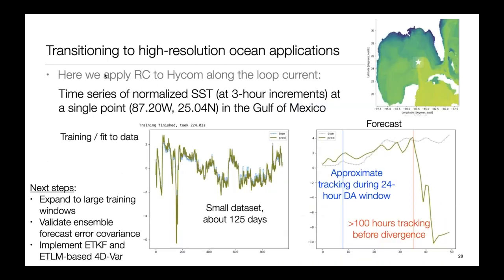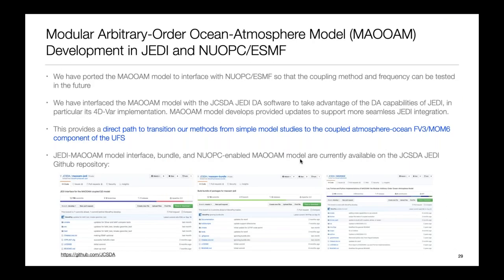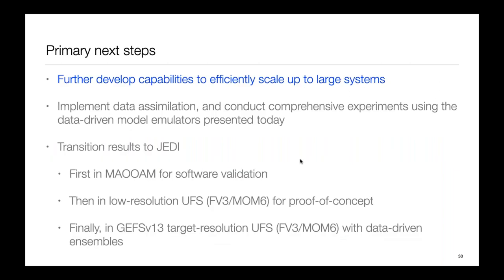So here's where we're applying the reservoir computing to the front in the Gulf of Mexico loop current, training on a patch of data, and so far we're able to produce a realistic increase in temperature for the shifting loop current, but we're just getting started with this. In order to transition to more realistic systems, we're incorporating this into JEDI. Here's the MAOM being adapted for JEDI.